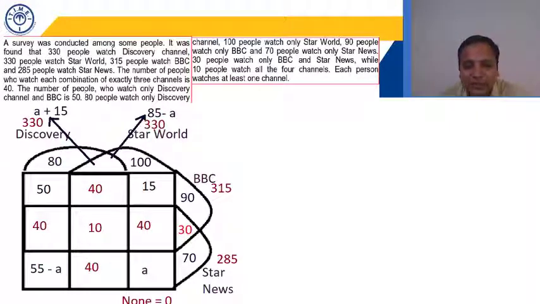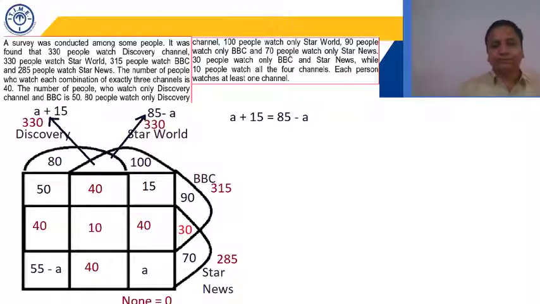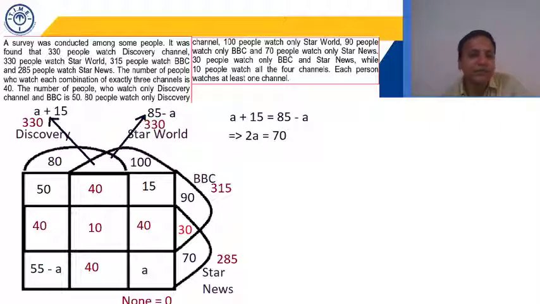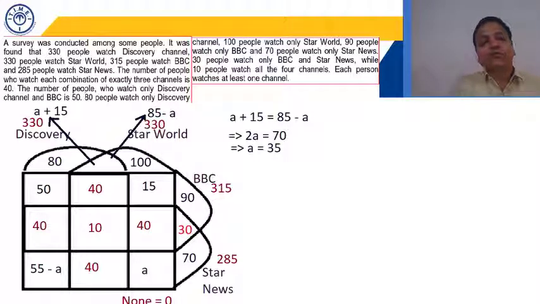Can we say this A plus 15 is equal to 85 minus A? For sure. So 2A is equal to 70. So A is equal to 35. We get the value of A equal to 35. Since A equals 35, the entire diagram is being solved.